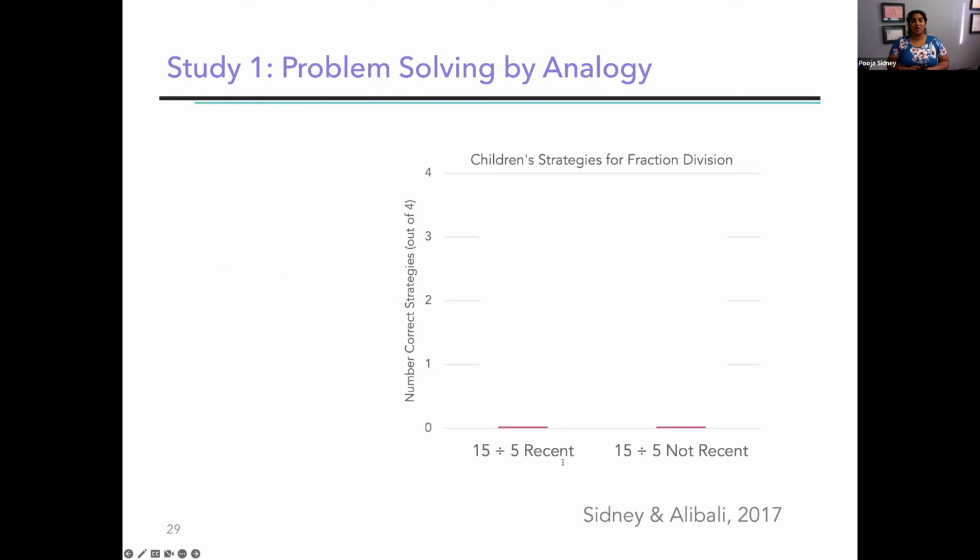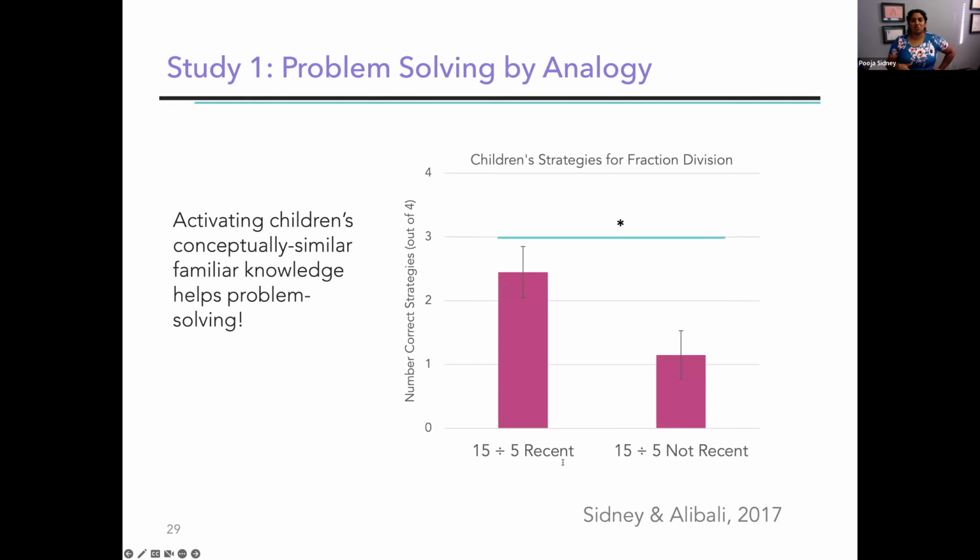Okay, so I'm going to show you how many fraction division problems kids modeled correctly out of 4 total fraction division problems. And we found that, as expected, children who had been solving whole number division really recently were significantly more successful in demonstrating the conceptual structure of fraction division. So that tells us that activating children's conceptually similar familiar knowledge of whole number division helped them to better understand fraction division, and we didn't even give any direct instruction, but instead recency really matters here.